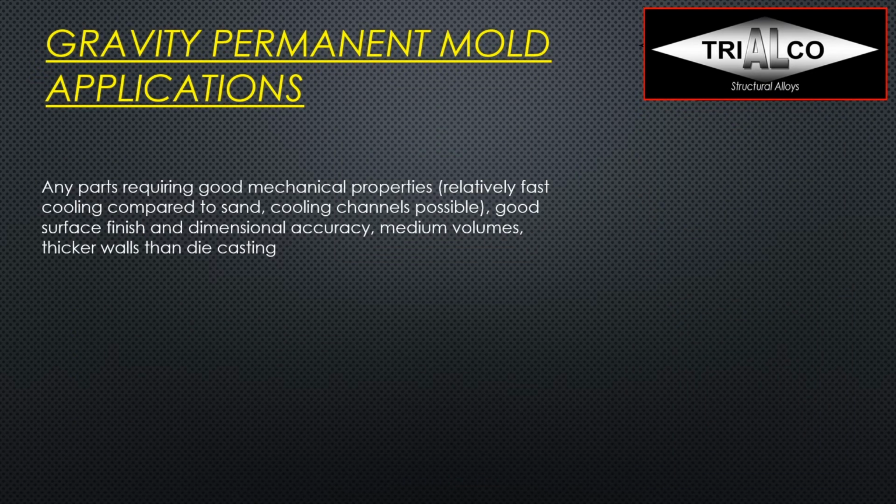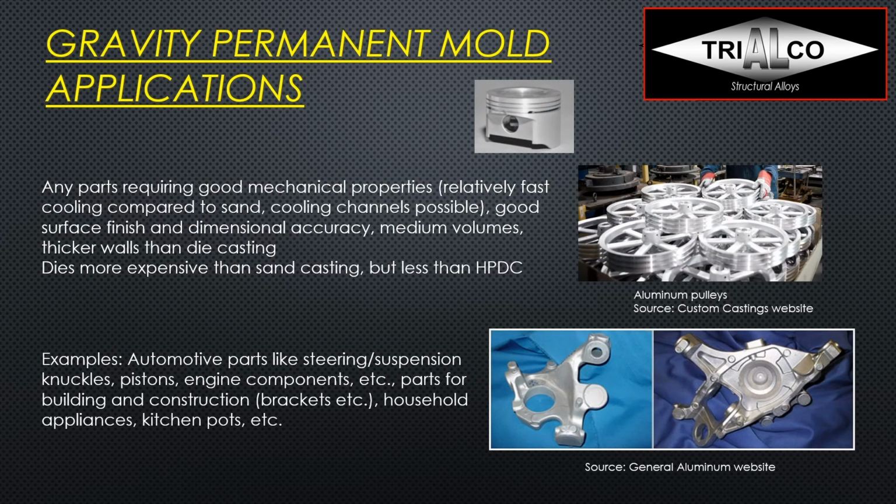Any parts requiring good mechanical properties, because you still have relatively fast cooling compared to sand casting because of the cooling channels, you still get a very good surface finish, reasonable dimensional accuracy. It's ideal for medium volumes and for thicker parts than die casting. The dies are more expensive than sand casting, but are still at a reasonable cost. And examples are automotive parts, such as steering, suspension, knuckles, different engine components, and parts of building and construction, household appliances, and kitchen pots.